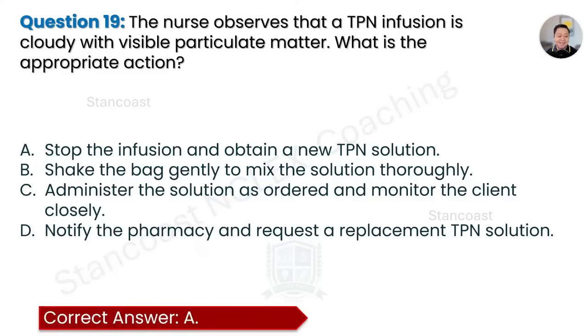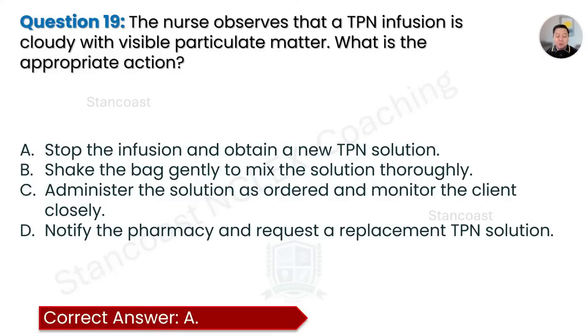The answer is letter A, because cloudy TPN with visible particulate matter suggests that there is contamination or possible precipitation, which can cause embolism, and it can also lead to sepsis. So you gotta stop the infusion immediately to ensure the patient's safety. Now, the presence of that particulate matter is telling us that the TPN bag itself is already contaminated, so it is unsafe.